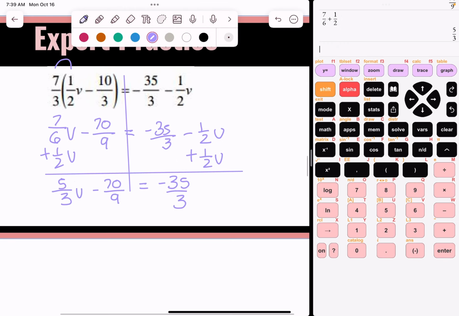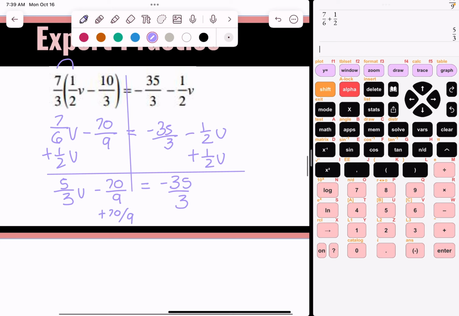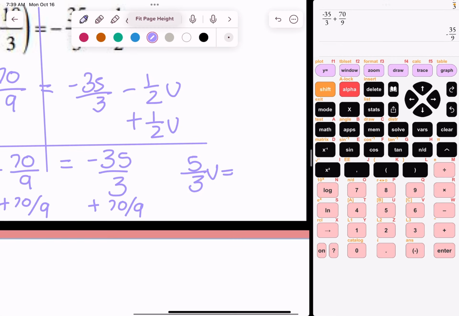All right, now to get rid of minus 70 over 9, I'm going to add that to both sides. I get 5 over 3v equals negative 35 over 3 plus 70 over 9. I get negative 35 over 9. Now I still need to get v by itself, so I'm going to divide each side by 5 over 3.